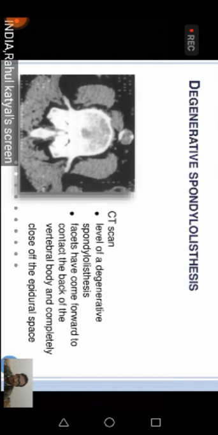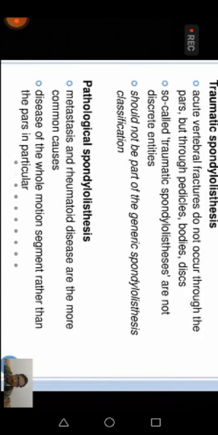So here are the certain CT changes that we can see. There is some degeneration around the area of the pars, and the facets are coming forward into the near to the epidural spaces. And the second most common reason is the traumatic one.